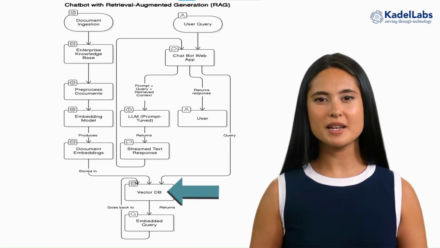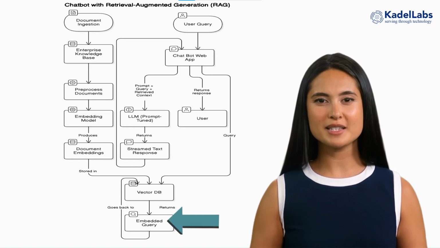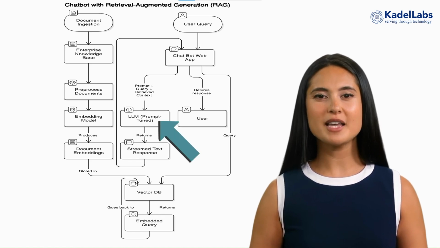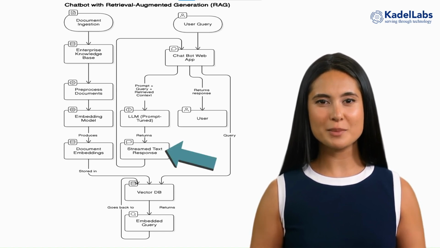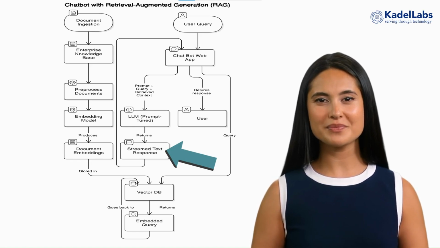The vector DB stores data intelligently, matching questions with relevant document pieces. Embedded query converts the user's question into a numerical format. The LLM serves as the AI brain, generating human-like responses from the retrieved information. Stream text response delivers natural language answers to users.